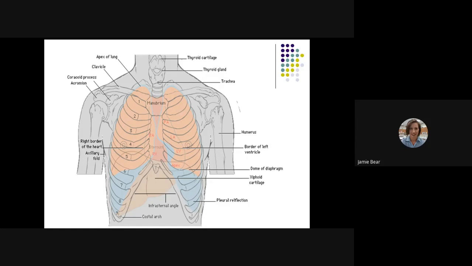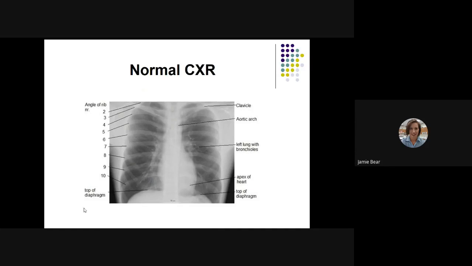Okay, so we'll keep going. So here is a normal chest x-ray. The top is kind of cut off, but that's okay. Here you can see the clavicles, so you can identify if your patient is in a symmetrical position. You can see your aortic arch. Here's the left lung and the right lung. Here is the base and the apex of the heart. Here is the top of the diaphragm.